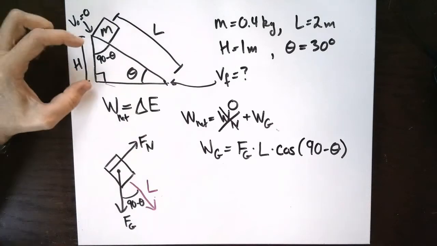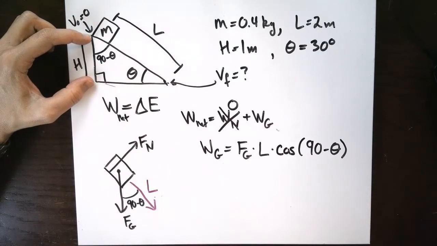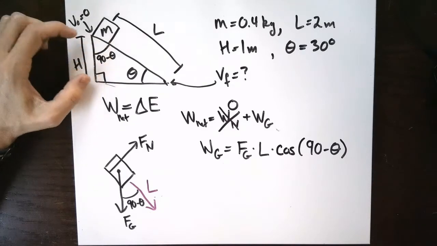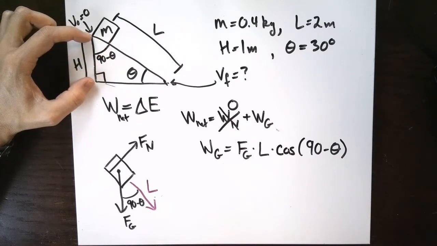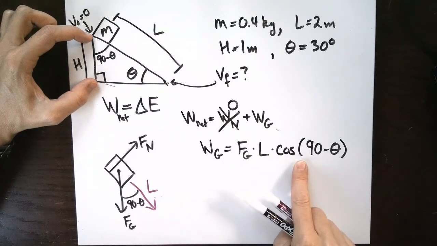Let's go back to this triangle. The cosine of 90 minus theta, well, this is the right angle. If this is 90 minus theta, that's this side times L times the cosine of 90 minus theta.